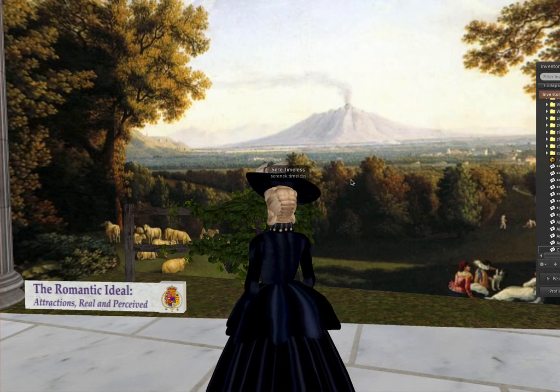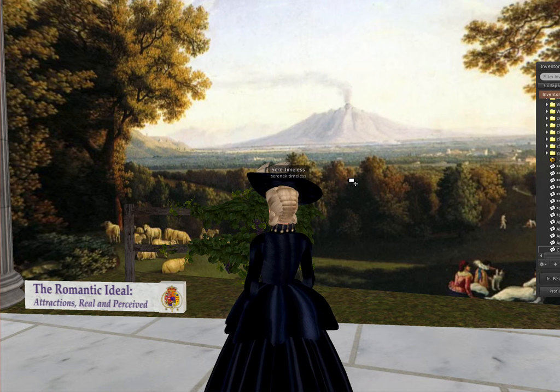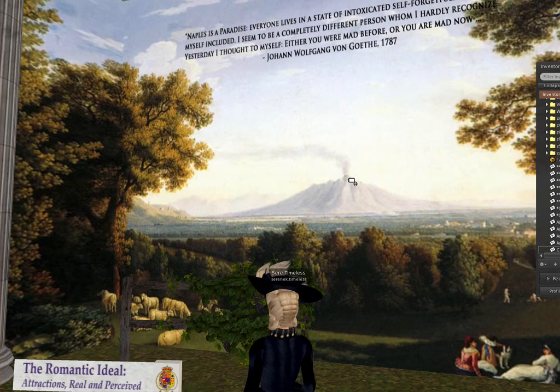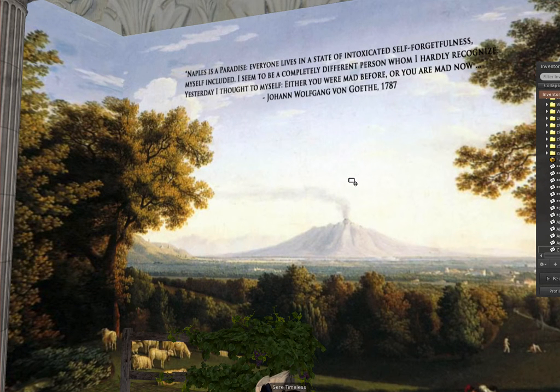Along the back wall, we show a number of beautiful paintings that were done of Naples during the time period. And with them, we've paired information about how Naples was viewed by others living during the period. For example, Goethe, the famous German playwright and author, visited Naples on his journeys through Italy, and this is one of his famous quotes about Naples at the time.